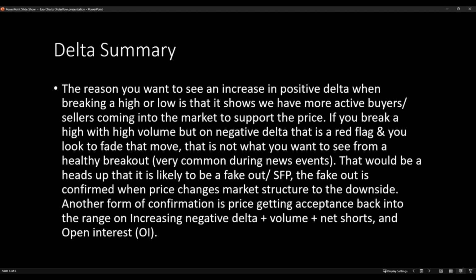Another form of confirmation is getting price, getting acceptance back into the zone or the range on increasing negative delta and volume. New shorts coming in, that's exactly what you want to see.